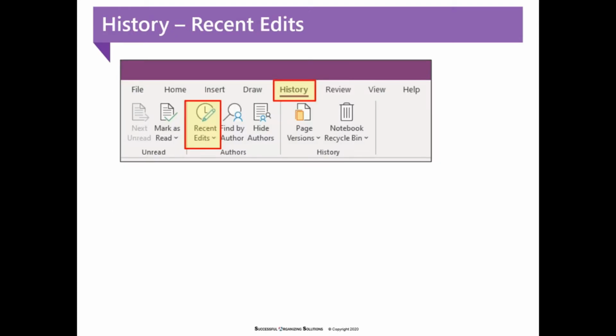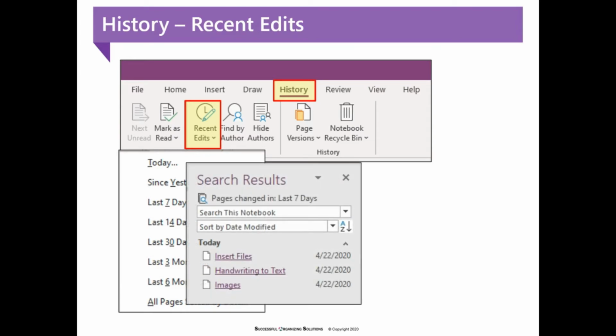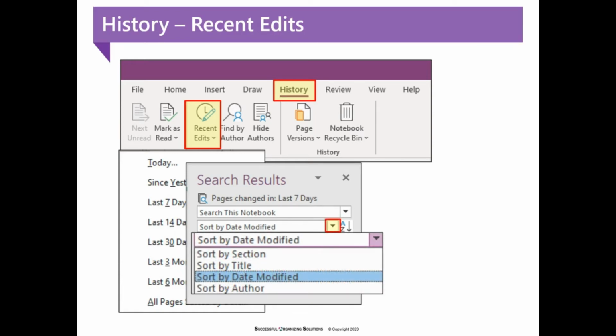A quick way to find recent edits can be found in the history bar. You can define the date range, and the search results pane will show you what pages have recently been modified. Click on the page that's listed there under today, and it would take me to that page. Now, maybe the date modified isn't helpful. Maybe I want to search by who modified it. So clicking the drop-down arrow next to sort by date modified, I can sort by a section, a title, or an author, and I can easily change that at any time.